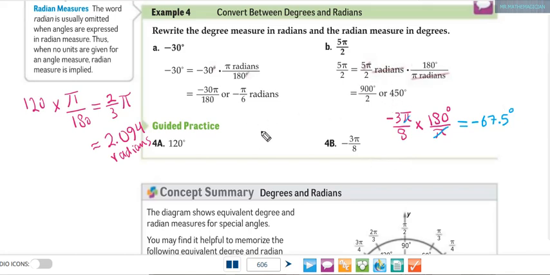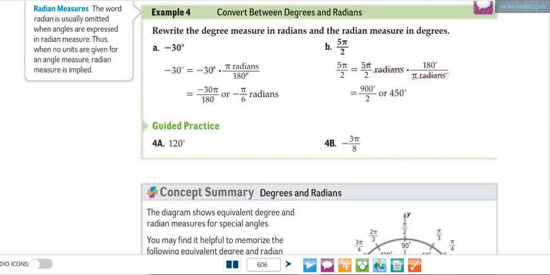So again, if we have the degree, we need the radian, so we multiply times pi over 180. If we have the radian, we need the degree, so we multiply times 180 over pi. Moving on.